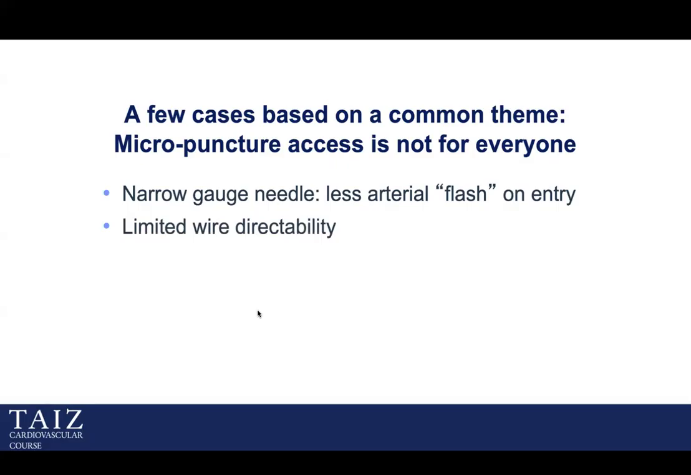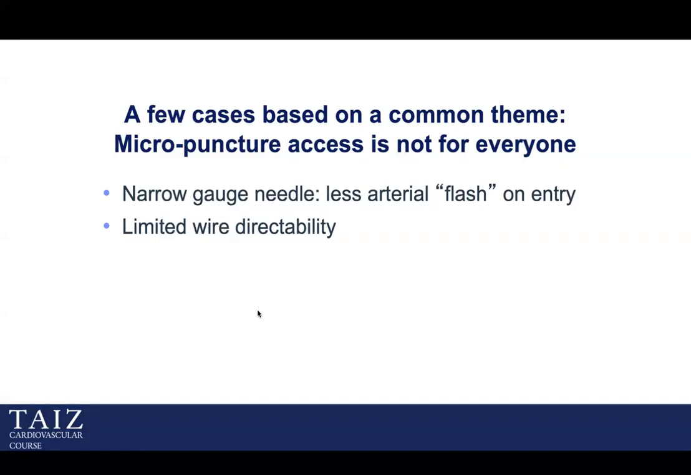It's a narrow gauge needle, so you don't get quite as much pulsatile flow from the back of the needle to tell you that you are in the vessel. If you use the bigger needle, the 18 gauge needle, you go into the vessel, you will see a lot of blood gushing back. But when you use the micropuncture needle, you don't see a lot of blood, or at least you don't see as much pulsatile flow as with the 18 gauge needle.